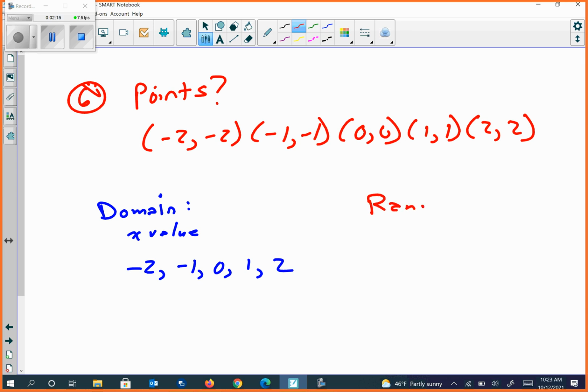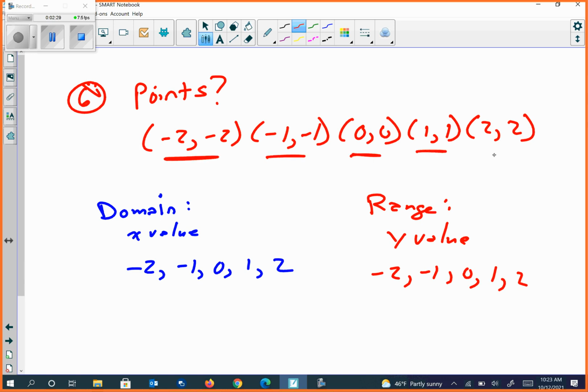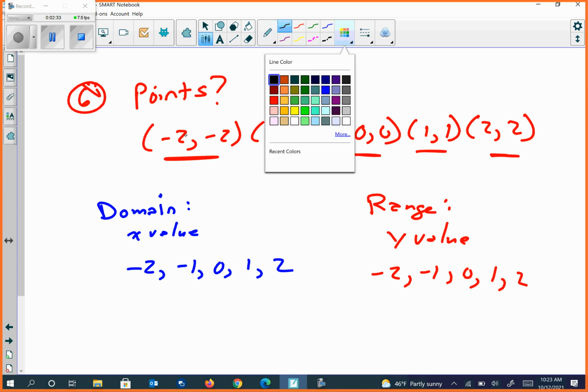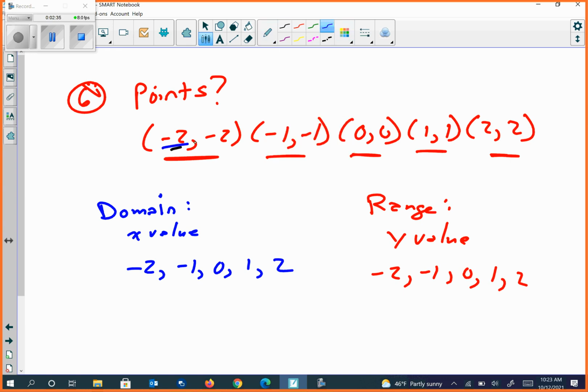The range are the y values, and again, they're points, so you can just list them. So I got -2, -1, 0, 1, and 2. So it just happens to be the domain and range are the exact same because look at the points. So I'm just listing for the domain the x values, and then for the range, I listed the y values.